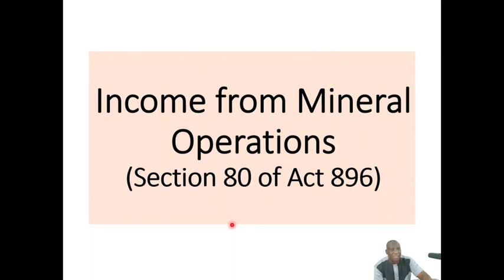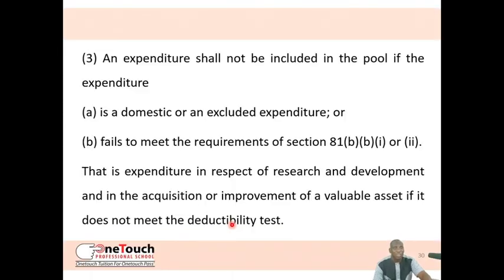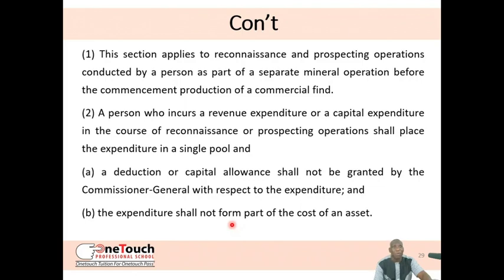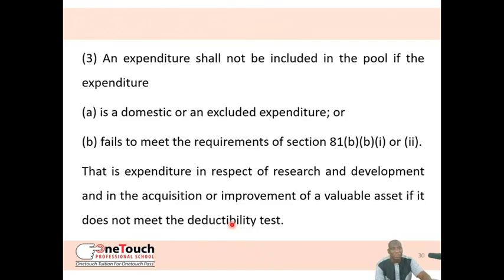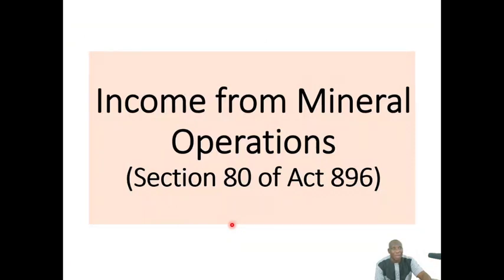Okay. So that's for the reconnaissance and the prospecting license. Any expenditure incurred before production in commercial find, the law is saying that we should just put it in a separate pool. We are only waiting for when production will commence before you start charging them. Okay. Now, income. What constitutes income from mineral operation?